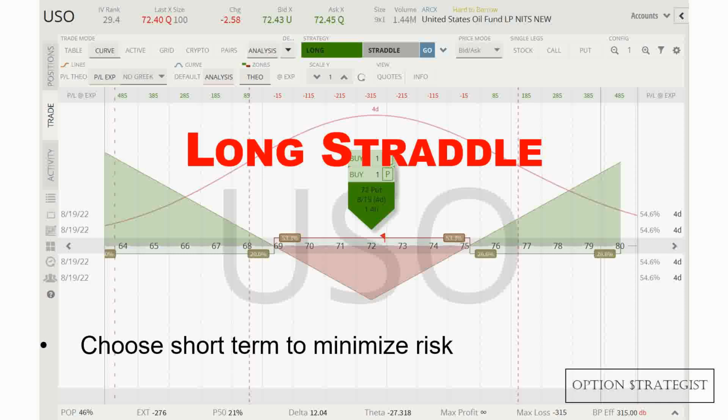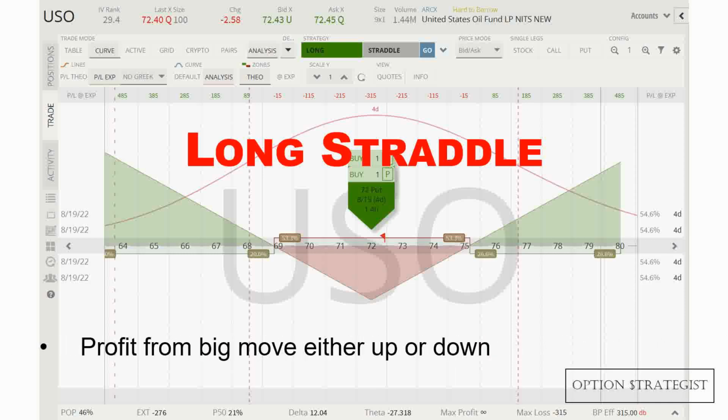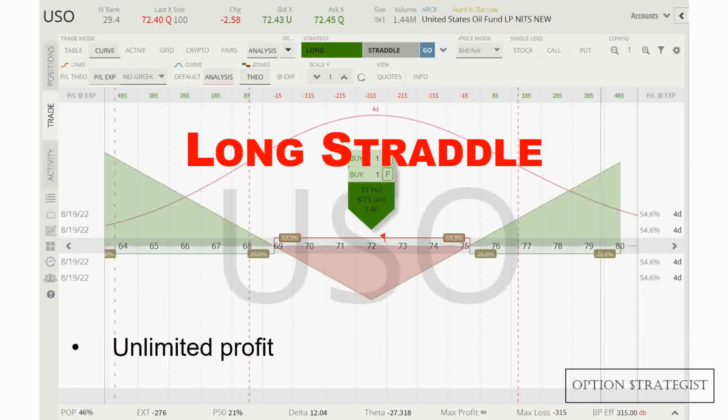This strategy requires USO price to move more than the premium that I pay, either up or down, which means I do not need to predict the direction movement of the ETF price. I just need the USO price to move more than the premium that I pay. Another benefit of this strategy is unlimited profit. If anything happens and the oil price spikes or collapses, I will be able to make huge profit from the price movement. Meanwhile, the risk is limited to the premium that I paid, which means I will not lose more than the premium that I paid.